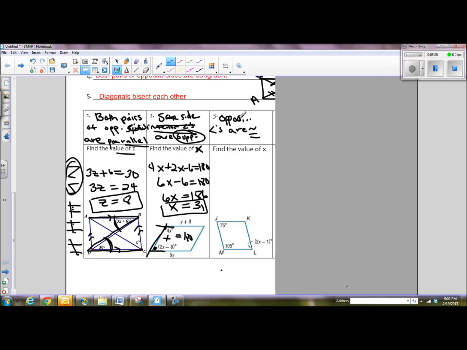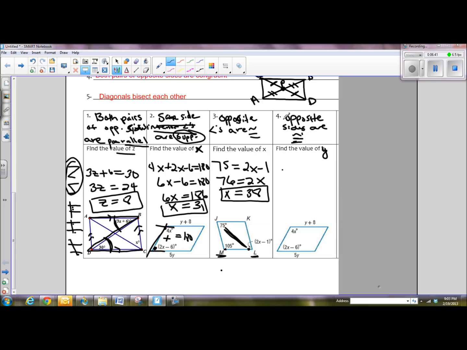The next property is that opposite angles are congruent. So if this is a parallelogram, we actually could solve it two ways. We can set angle M and angle L equal to 180 because they're same side interior. Or we can use the fact that opposite angles, so these two are opposites, opposite angles in a parallelogram are congruent, or their measures are equal to each other. And when I solve for x in this case, I get 38.